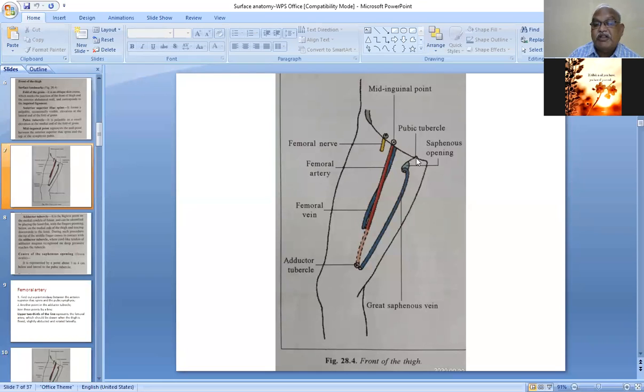This is the saphenous opening. This is the pubic tubercle. This is the symphysis pubis. So, this amount is different. This is the mid-inguinal point. From here to here, same distance. From here to here, same distance. But from here to the pubic tubercle is a lesser distance. This is a greater distance if you measure it.